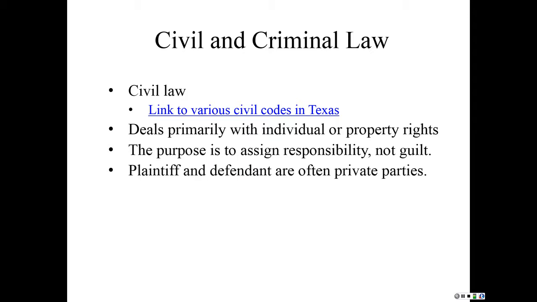The plaintiff and the defendant are often private parties, an individual suing an individual, an individual suing a corporation. However, the government can be a member. In a civil lawsuit, the government can be a member. Can you sue the government? Yes. Can the government sue you? Yes. So even though the plaintiff and defendant are often private parties, this is not always the case.